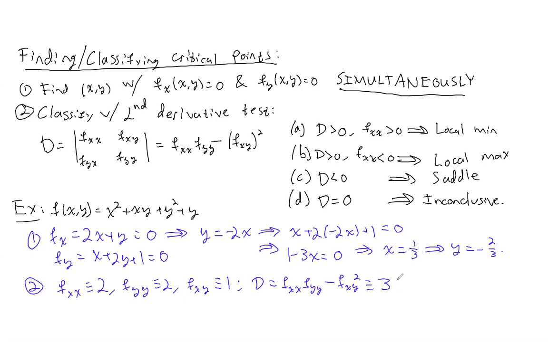It's 3, which is clearly always positive, and in particular positive at this critical point. And fxx is always positive. So if we look back at our second derivative test, we can see that that means that the point (1/3, negative 2/3) is a local minimum.